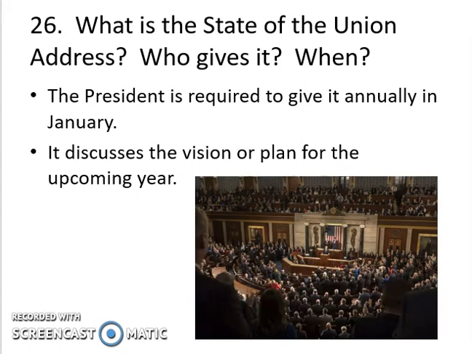It's in the Constitution that they must address a joint session of Congress, which means the House and the Senate. So they all meet, and the president gives a speech. And in the speech, they discuss the vision, the plan for the upcoming year, and they are required to do it.